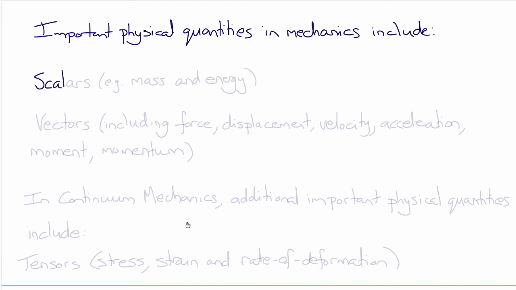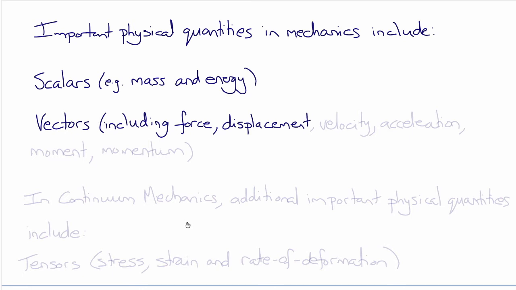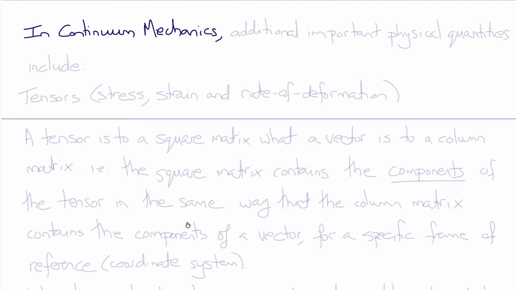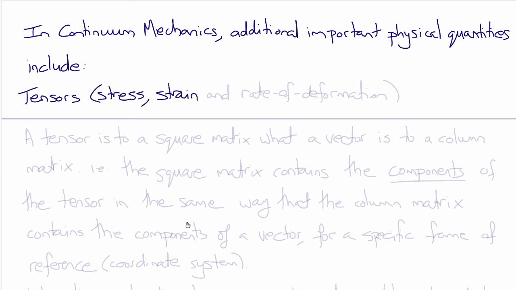Now, important quantities in mechanics include scalar quantities, such as mass and energy and density. Vector quantities, including force, displacement, velocity, acceleration, moment, and momentum. And these are the quantities that we'll use in statics and dynamics. And in continuum mechanics, there are additional important physical quantities which are tensors. And a tensor is to a square matrix what a vector is to a column matrix. And properties that are tensors in mechanics that are important are stress, strain, and rate of deformation, among others.